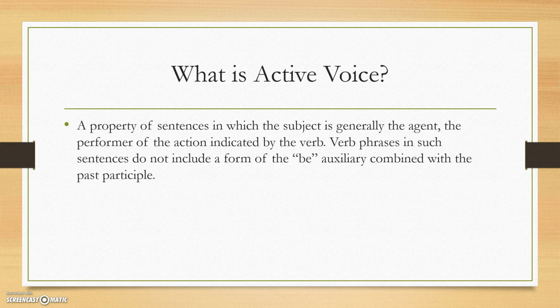What is active voice? It is a property of sentences in which the subject is generally the agent, which is the performer of the action indicated by the verb. Verb phrases in such sentences do not include a form of the be auxiliary combined with the past participle, which is an ed verb. Active voice directly tells who or what is performing the verb, and the subject is the one who does the action.